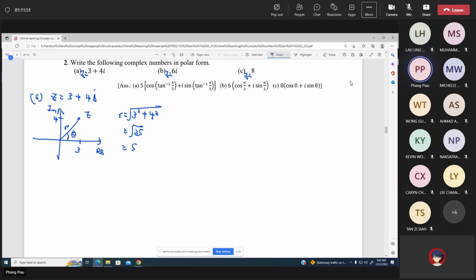It's again convenient. You have the 3, 4, you have 25. Then theta, this is quadrant 1. So straightforward that you can use inverse tangent. This over this, which is 4/3. 4/3.